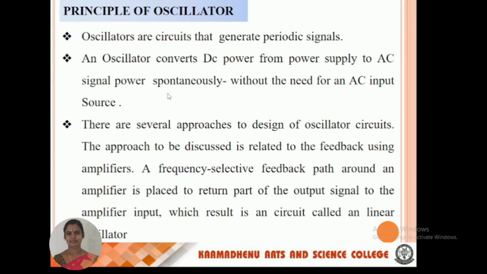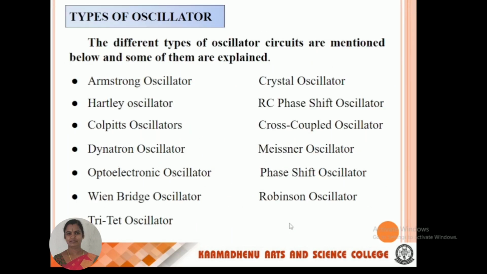Then there are several approaches to the design of an oscillator circuit. The approach to be discussed is related to feedback using amplifiers. A frequency selective feedback part around an amplifier is placed to return part of the output signal to the amplifier input, which results in a circuit called a linear oscillator.